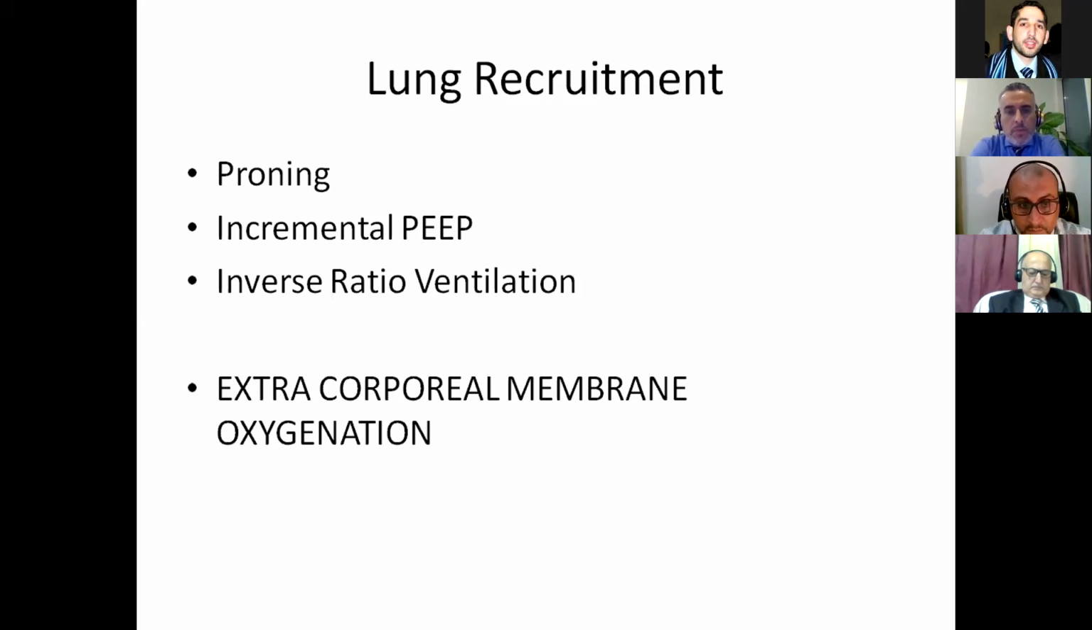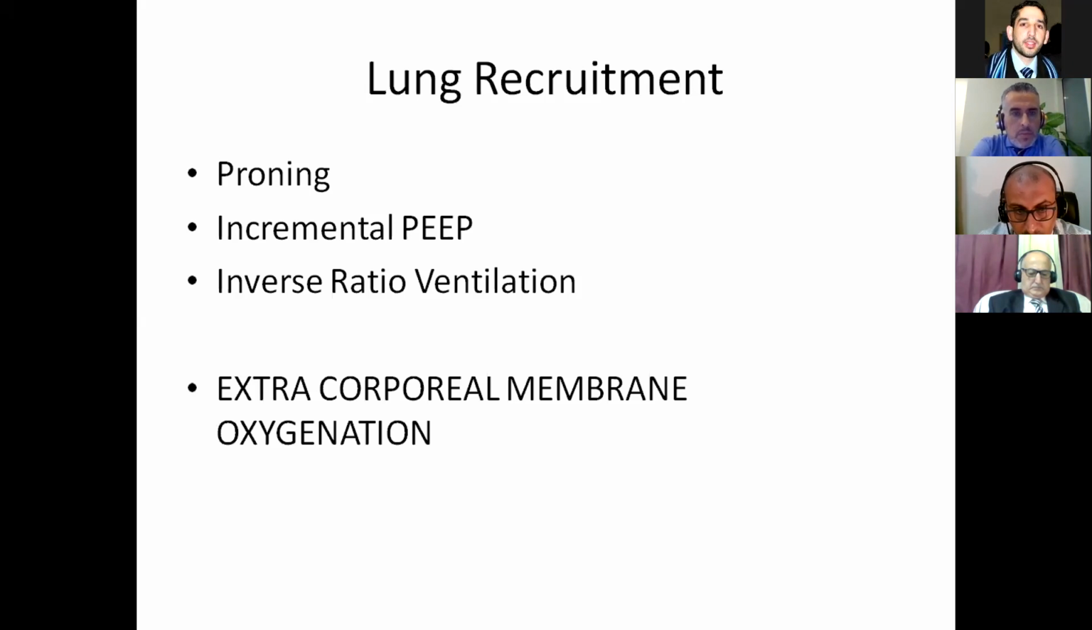Inverse ratio ventilation is basically where you are increasing the inspiratory time. Usually in a respiratory cycle, we give more time for expiration. But in inverse ratio ventilation, we give almost equal time for inspiration and expiration, or sometimes we give more time for inspiration than for expiration to improve the oxygenation.